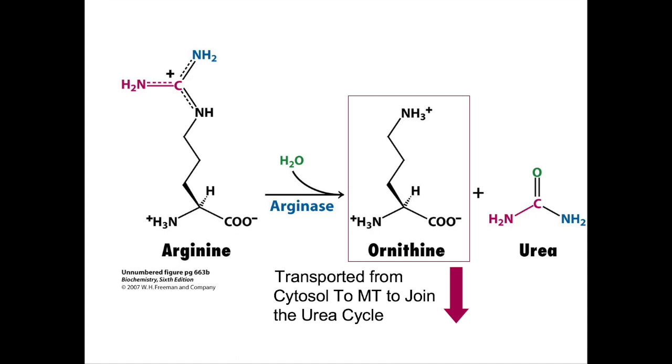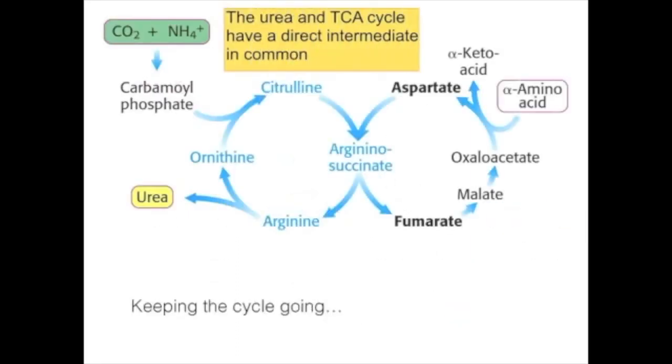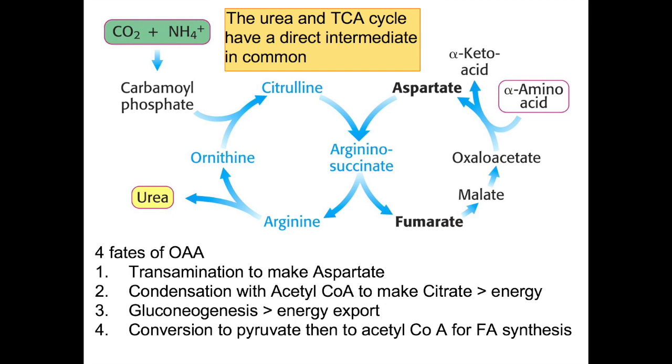Ornithine, of course, can be transported to the mitochondrial matrix to complete the cycle, and urea is given off in the urine. And so, the urea and the TCA cycle have a direct intermediate in common, and this is fumarate. Through hydration, this can be used to make malate, and malate can be oxidized to make oxaloacetate. And then we can transfer an amino group to oxaloacetate to yield aspartate again. And then aspartate can enter the urea cycle again. And in this way, we can keep the cycle going with a good supply of aspartate.